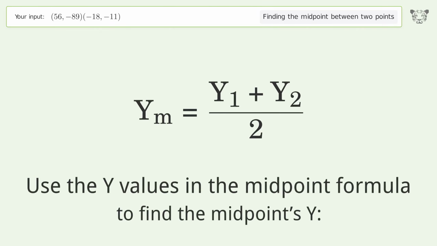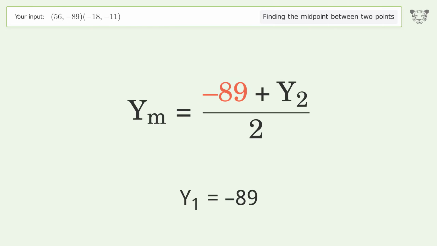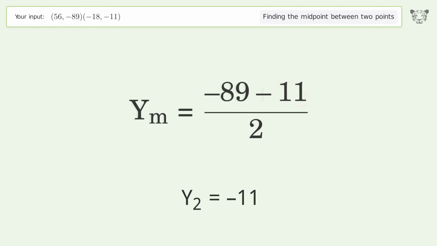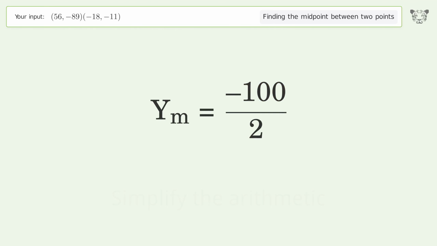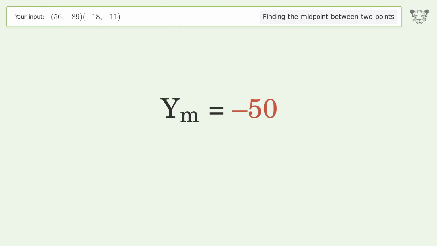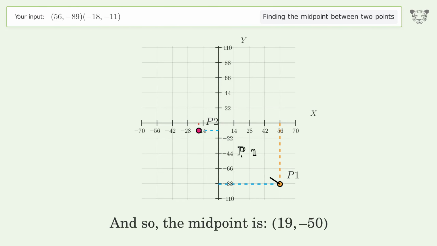Use the y values in the midpoint formula to find the midpoint's y. y1 equals -89. y2 equals -11. Simplify the arithmetic. And so, the midpoint is 19, -50.